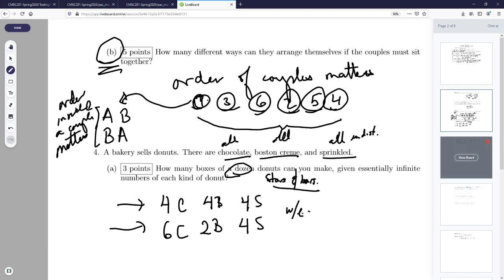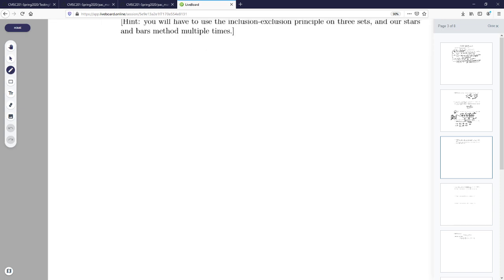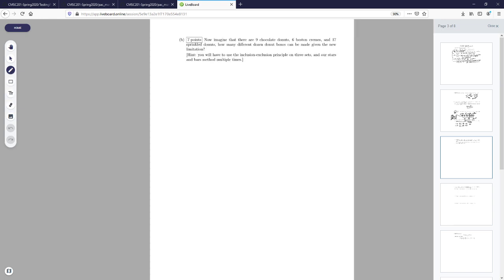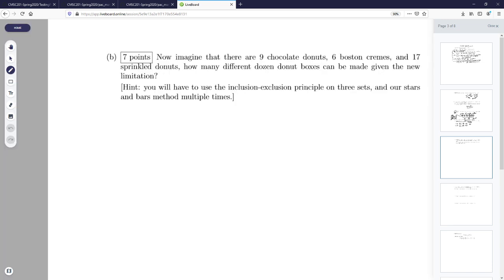Okay, so now we want to do the hard one. This one is interesting, I guess. This one is the fun problem.